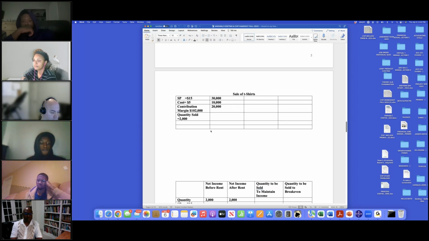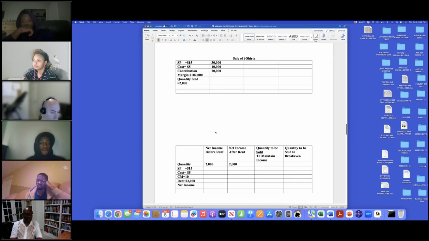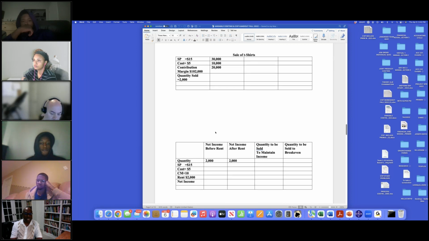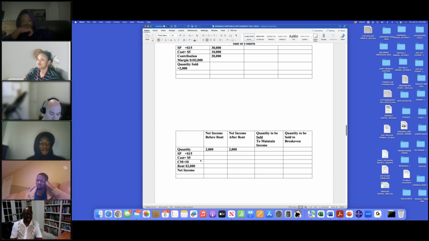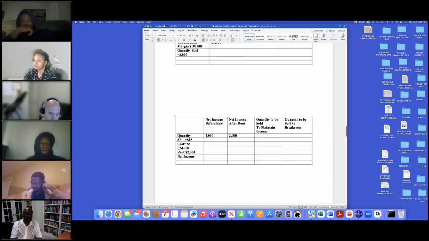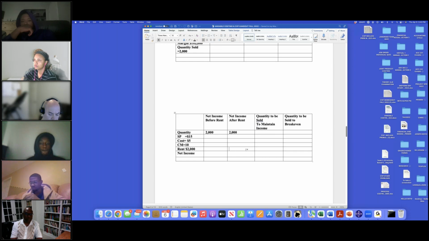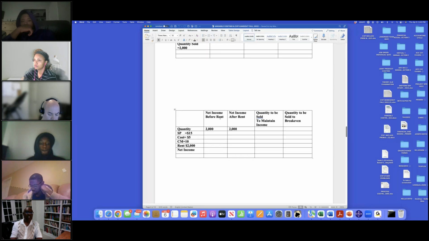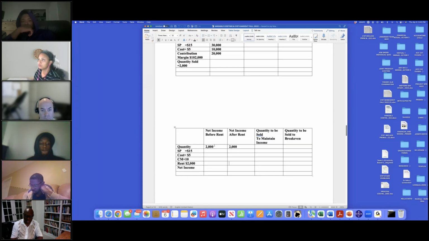Then we said, suppose we move into the mall and we have to pay rent. So what I want you to do is to calculate, using these first two columns, the net income before the rent, which is the same thing we had here, then the net income after the rent. In one situation, we have fixed expenses of zero. In the next case, we have fixed expenses of 2,000.